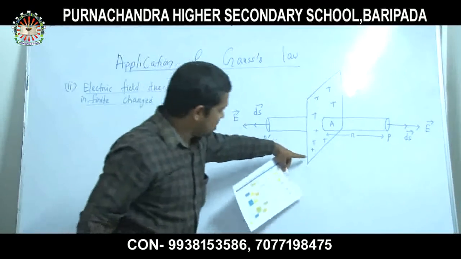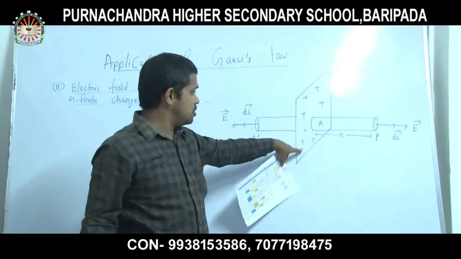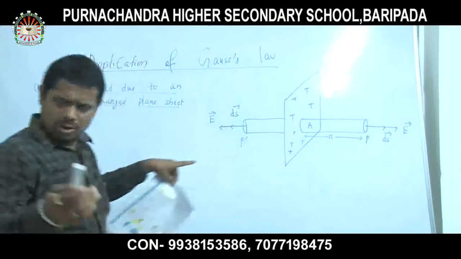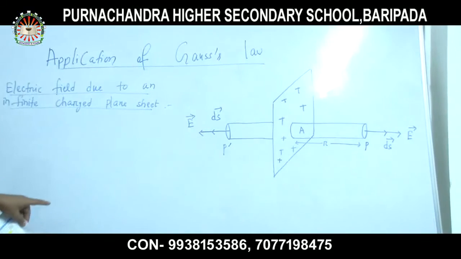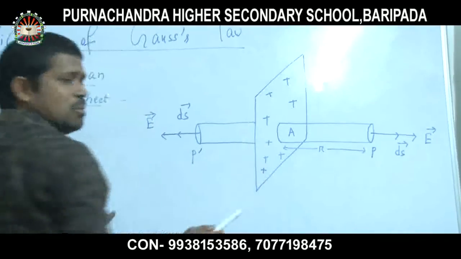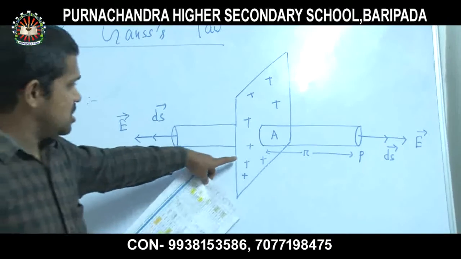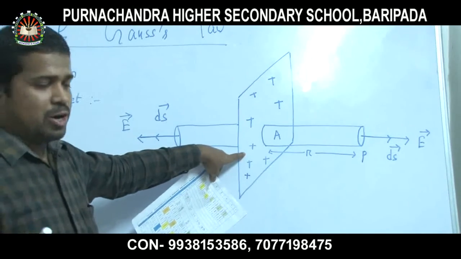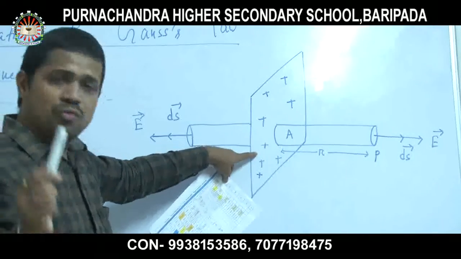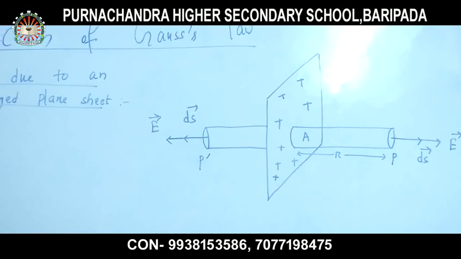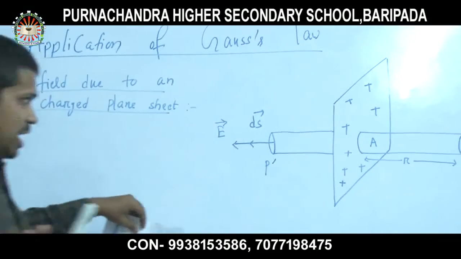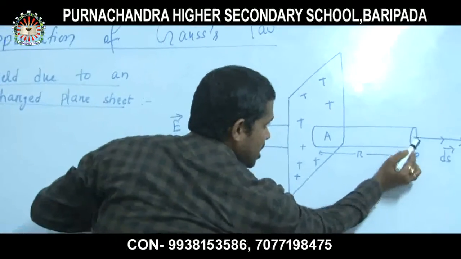Which type of charge? Positively charged, as you think. You can also take negatively charged, that doesn't matter, but here I will take positively charged. So in this positively charged sheet, what is our aim? Our aim is to find the electric field intensity at some point. So let us take a point P.